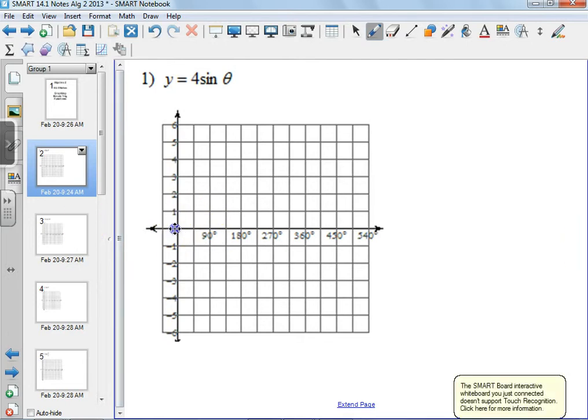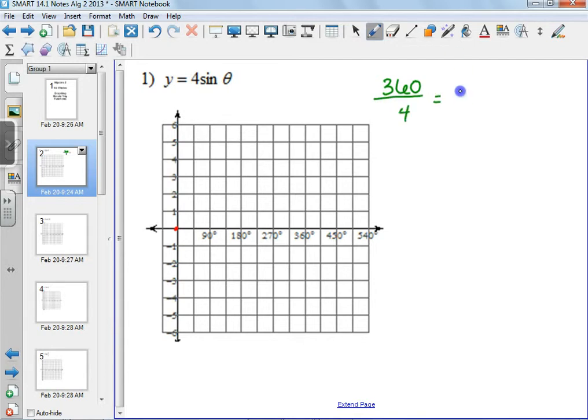The next point we're going to graph is at, well, hold on. Let's back up a second. The normal period for a sine function has to do with the unit circle. And what is one full completion of a unit circle? How many degrees? 360. So what I'm going to have you do is take your normal period of 360, and I'm going to have you find what are called quarter points. So take this and divide it by 4. What is 360 divided by 4? 90.